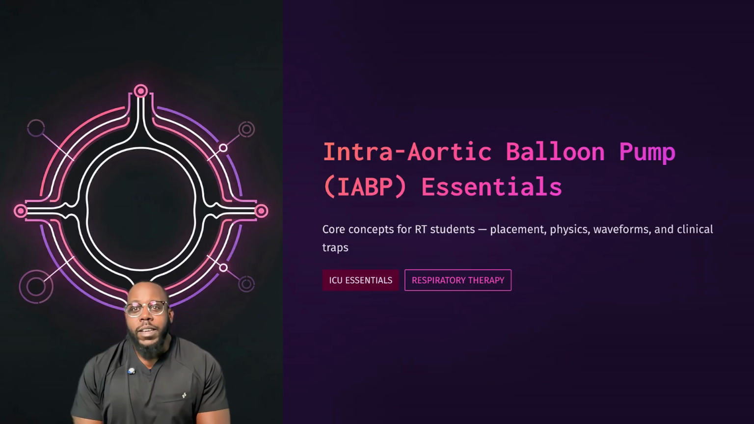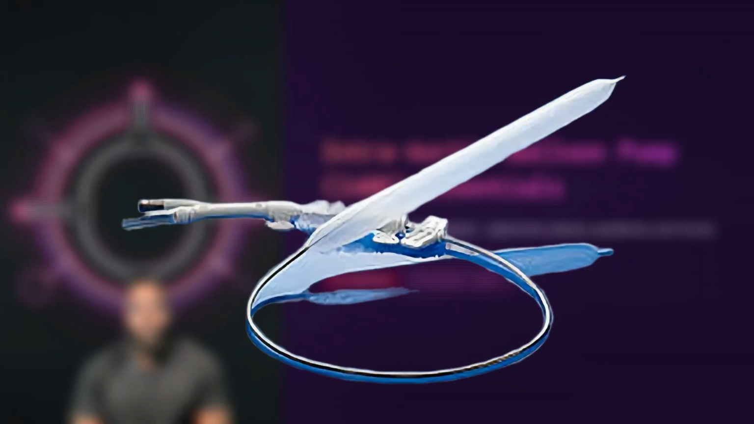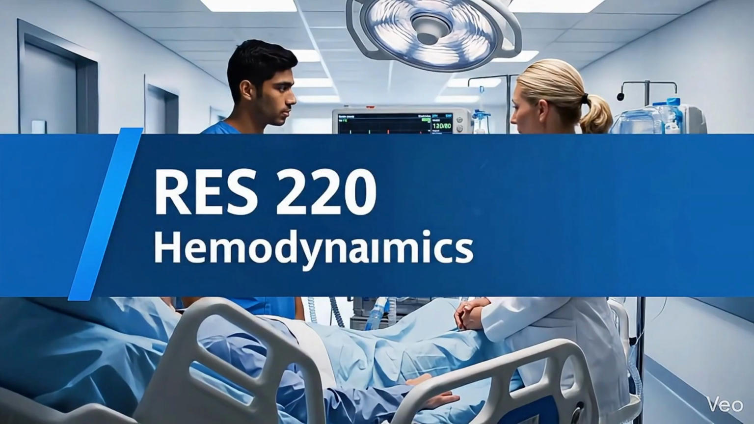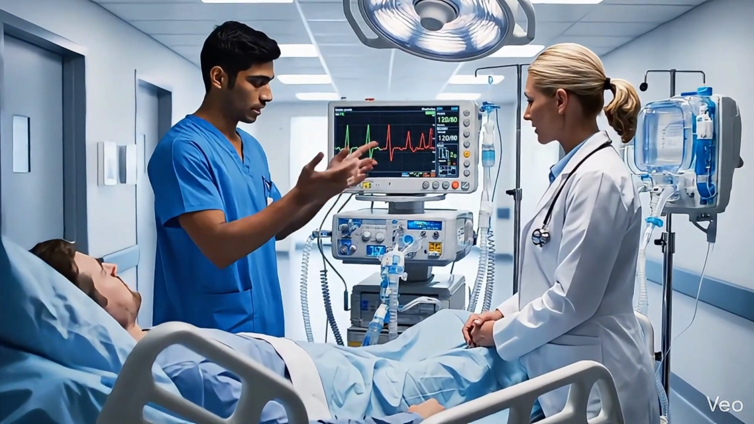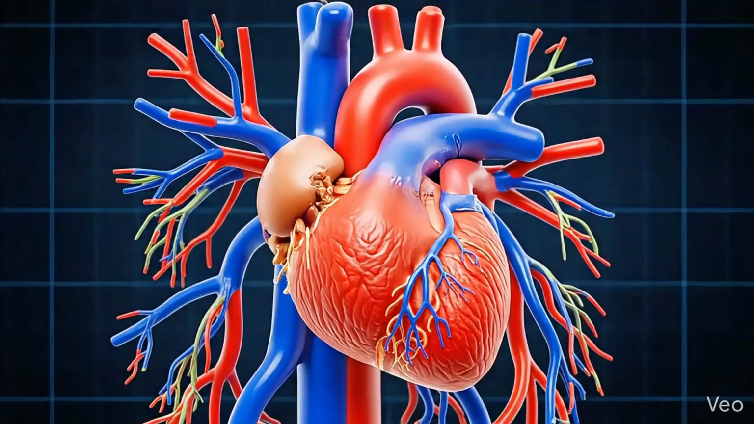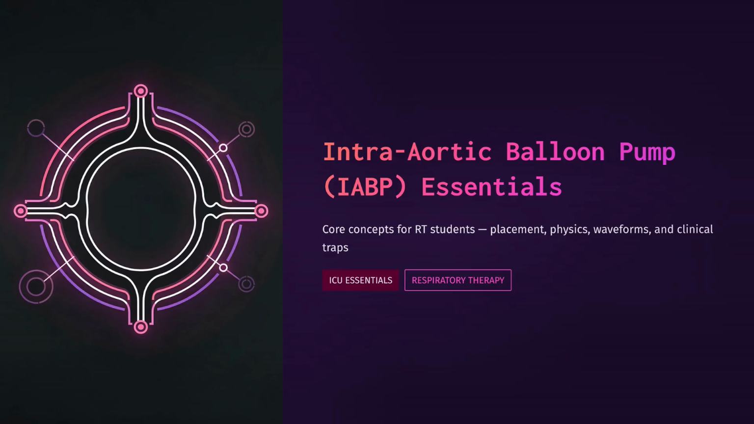You bring in mechanical assist and enter the intra-aortic balloon pump, or IABP for short. Welcome to RES 220, Hemodynamics for Respiratory Therapy. By the end of this video, you can visualize exactly how an intra-aortic balloon pump physically unloads a failing heart, how it alters hemodynamics on the monitor, and how to spot catastrophic placement errors before they happen.